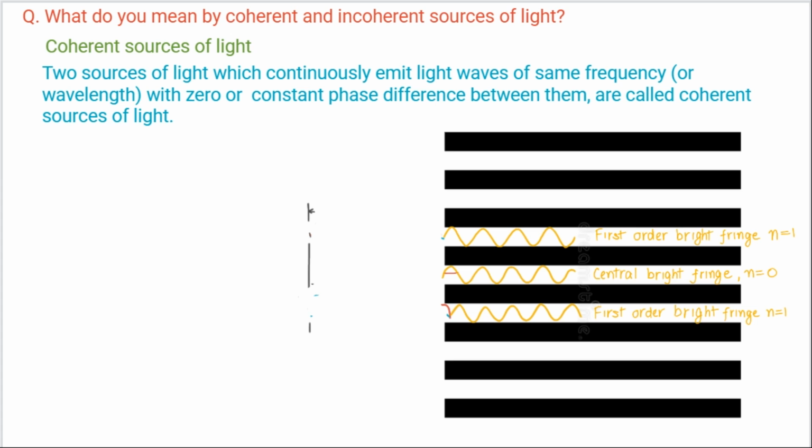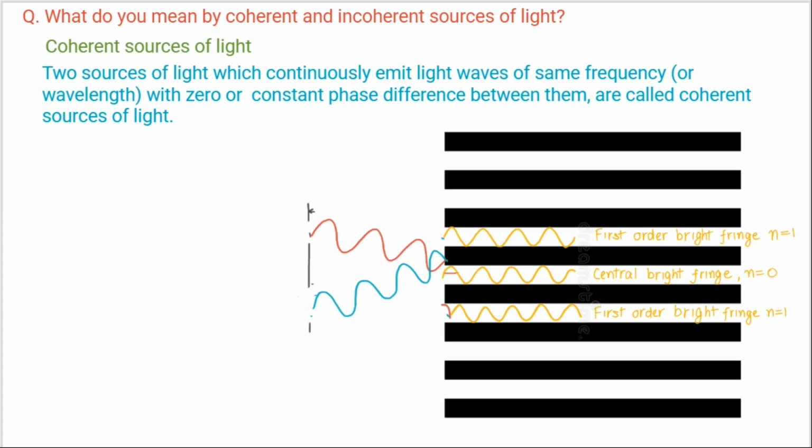Now the same order is followed for your minima also. This is your dark fringe. So let us consider the light coming from your slit S1. This is first wavelength, second wavelength, third wavelength, and half, 3.5 wavelengths. And the light coming from your slit S2, one wavelength, two wavelength, three wavelength, and four wavelength.